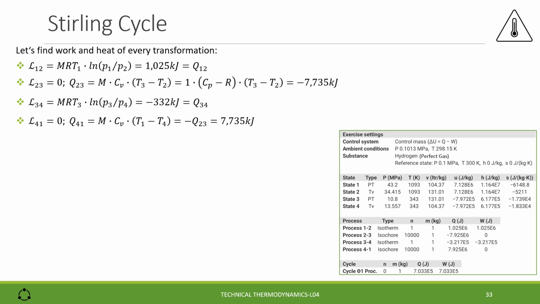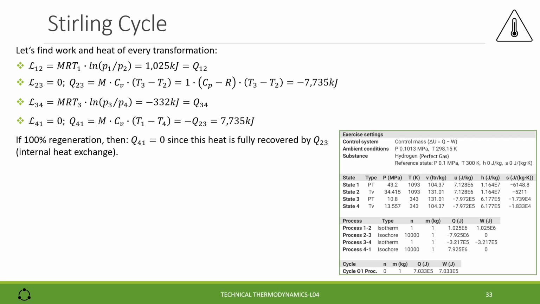The work of the transformation 4-1 is 0 because isochoric, and the heat is the product of the mass, Cv and the differential temperature. But because the temperatures are the same, just opposite, this is practically opposite to the heat of the transformation 2-3, also 7,735 kJ. With 100% regeneration, the heat Q41 is 0, because this heat is fully recovered by the heat of the transformation 2-3 by means of internal heat exchange.